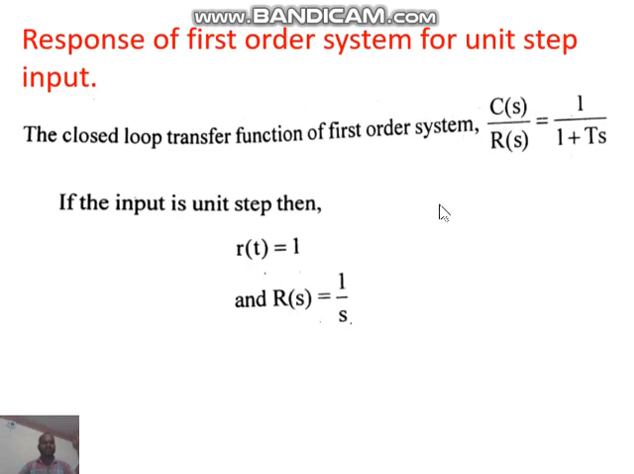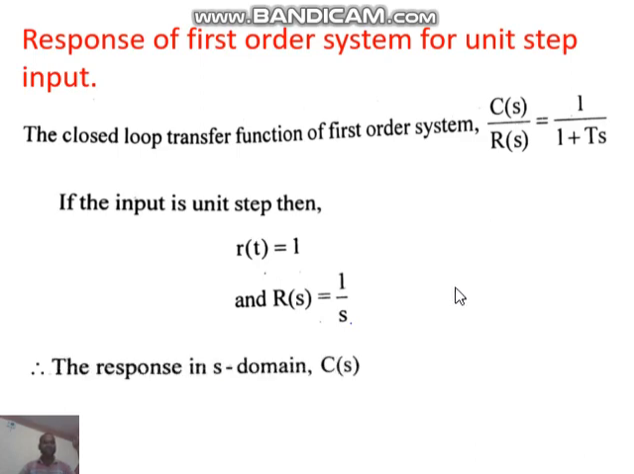Time response, in the sense of C of t. Finally, we want to calculate C of t. For this, R of t is transferred to this side. Therefore, C of s is equal to R of s into 1 by 1 plus Ts. Now we want to calculate C of t. How can we calculate it from C of s? By applying the inverse Laplace transform. So this is the total procedure to find the time response of any system in control system engineering.